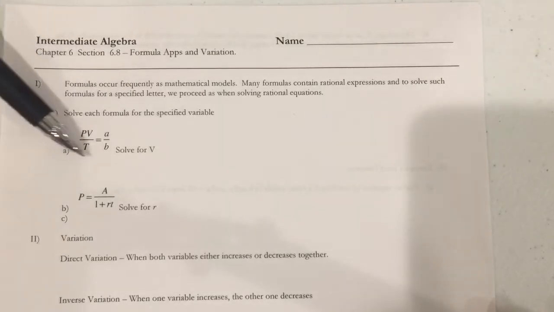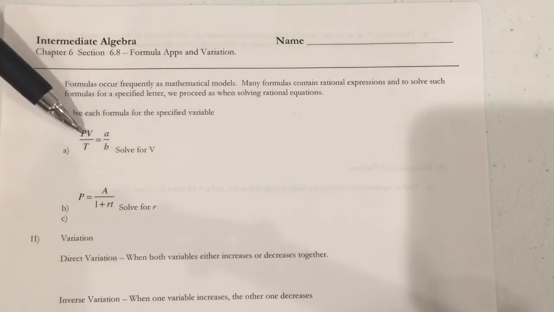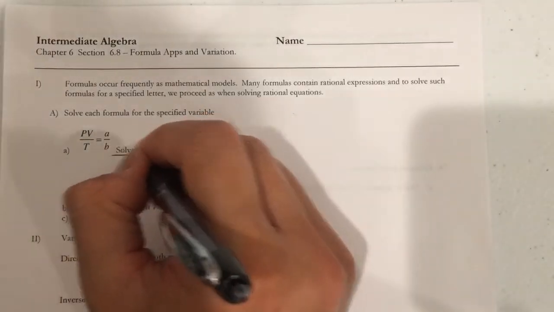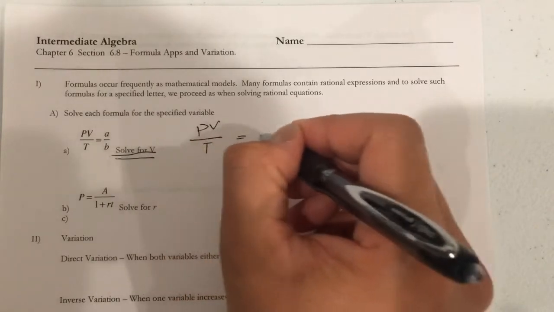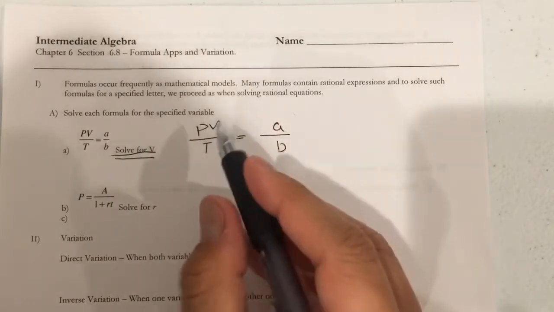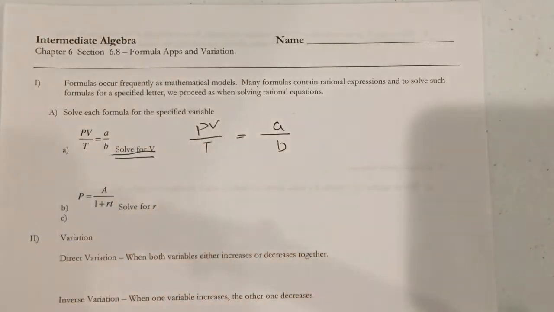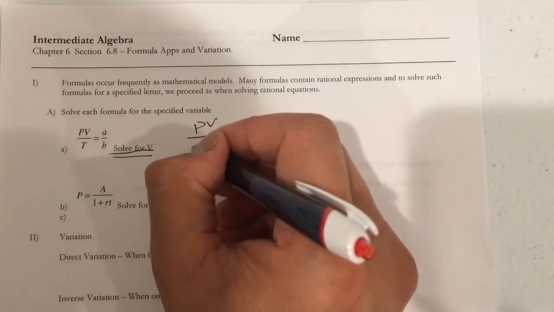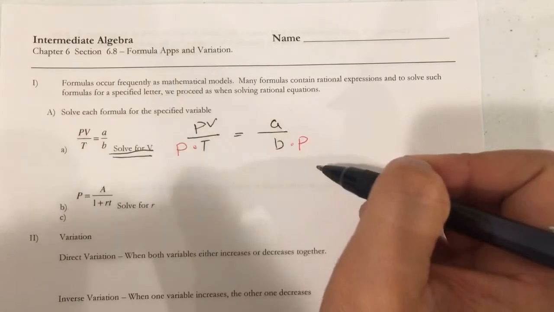So here is an example of a formula that maybe represents something, but then I just want to solve for the letter V. And to solve for the letter V is basically trying to isolate V. So to solve for V, we want to get rid of the letter P and the letter T. So how do we get rid of the letter P? Well, I'm gonna put a P down here. If you're gonna put a P down there, you're gonna put a P over here.